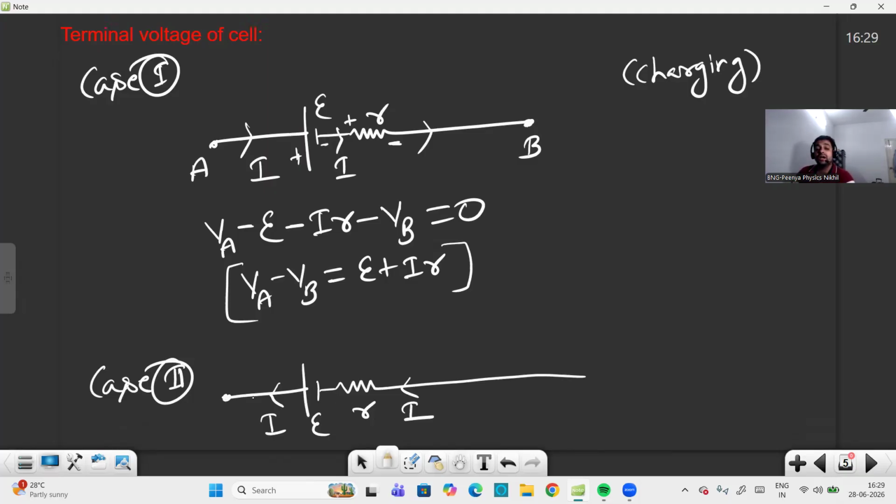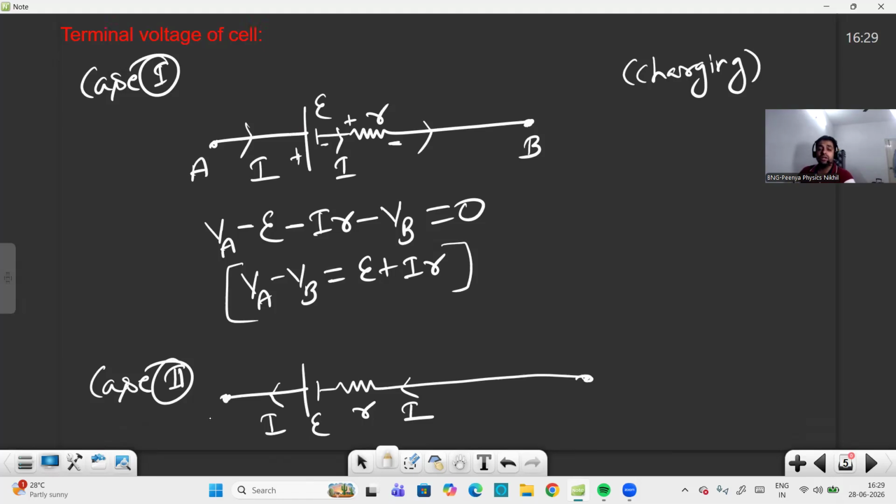Whatever current goes out of the cell, the same amount comes back. Always remember, whatever current goes out of the cell returns, and the same amount of current comes back. I have drawn only the cell part here. It doesn't mean that other parts are not there. Other parts are there, but our focus is only on the cell part. That's why I'm drawing only the cell part here.